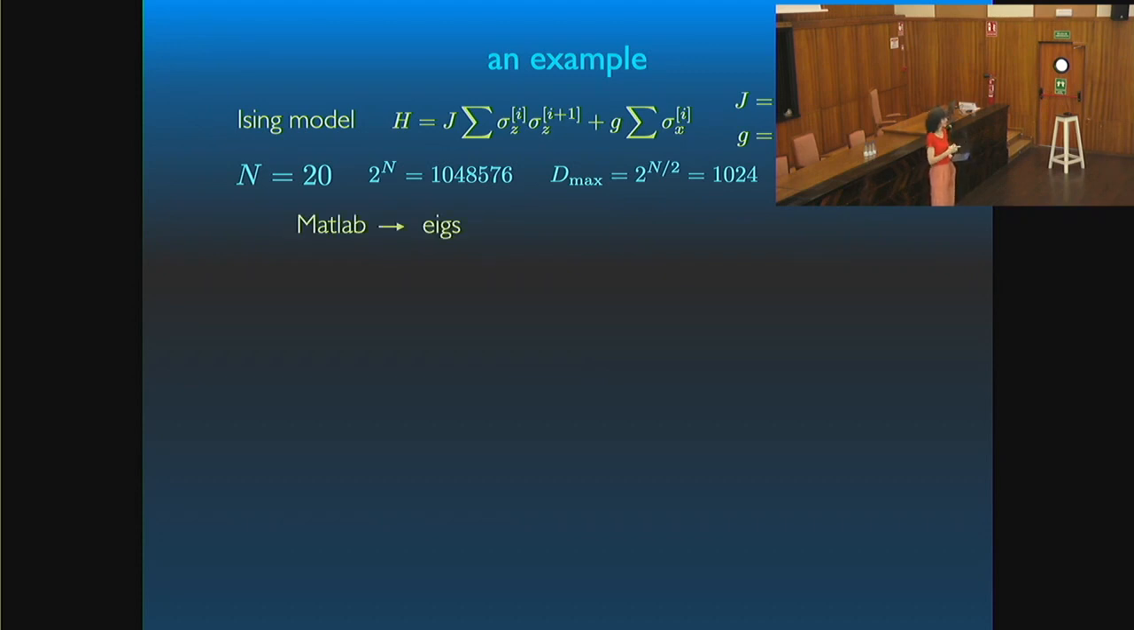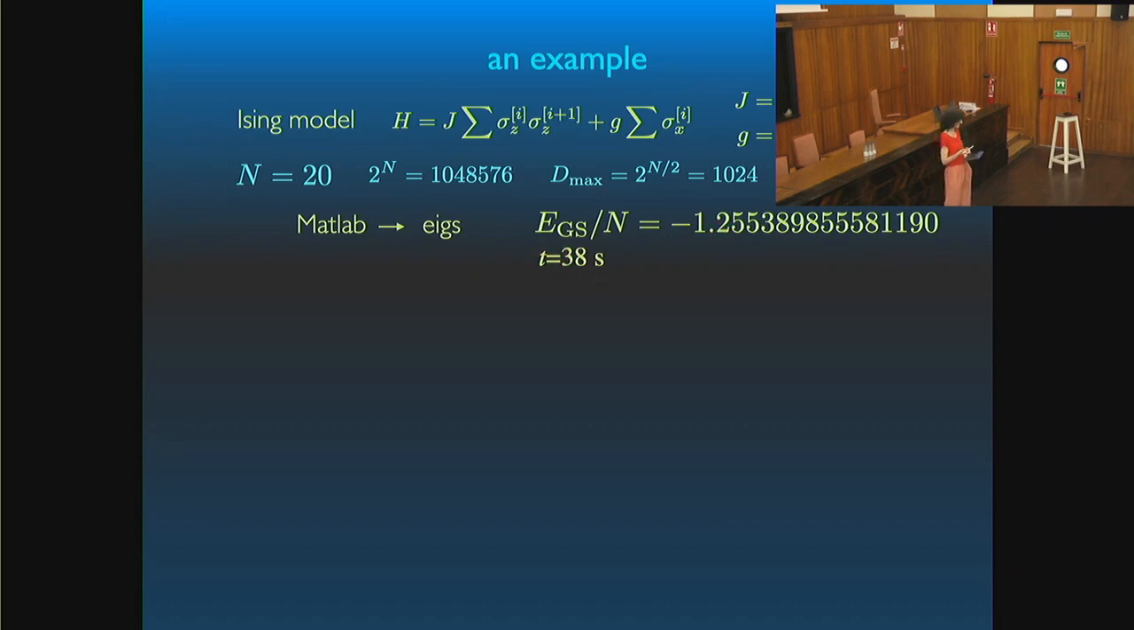So for this example, I ran this some time ago in MATLAB. So I just use this eigs function that you also have in Python and finds you the lowest eigenvalues for a sparse matrix. So you construct the Hamiltonian, you run the code, and you find that the energy of the ground state per particle is this number in here. And it took, on my laptop back then, something.